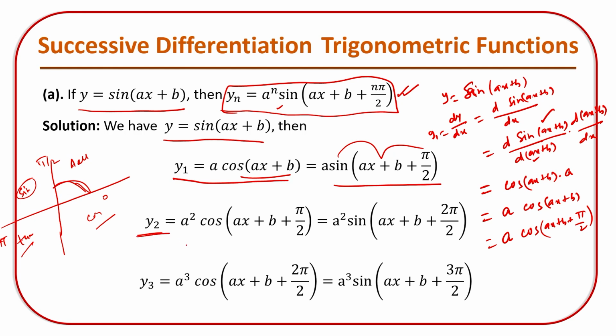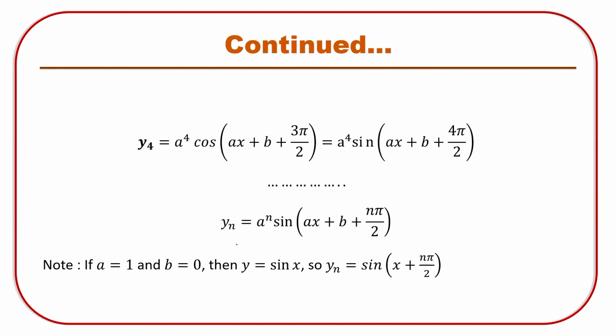Similarly, taking y2, y2 equal to a square cos of ax plus b plus pi by 2, right? So this gives you a square sine of ax plus b plus 2 pi by 2, that is only pi, right? Similarly, y3 you can find out, and then y_n. So y_n becomes a to the power n sine of ax plus b plus n pi by 2, y4 and so on. So y_n becomes a to the power n sine of ax plus b plus n pi by 2.